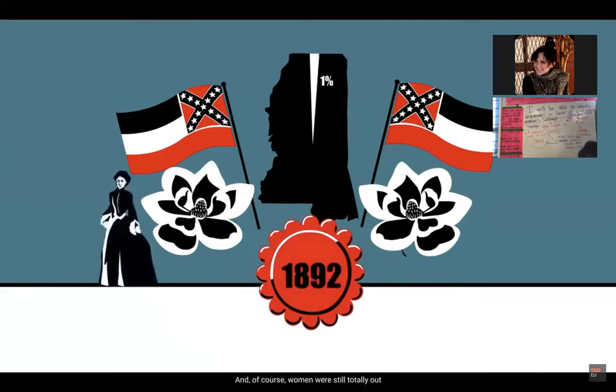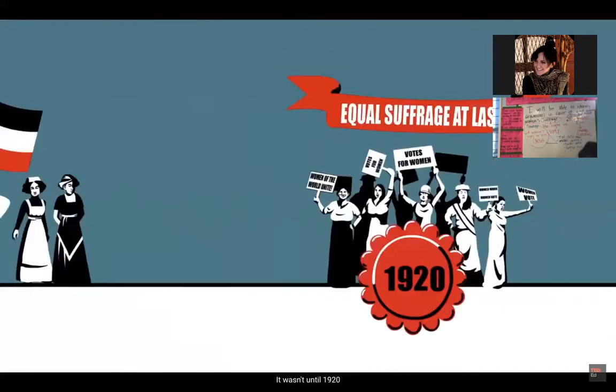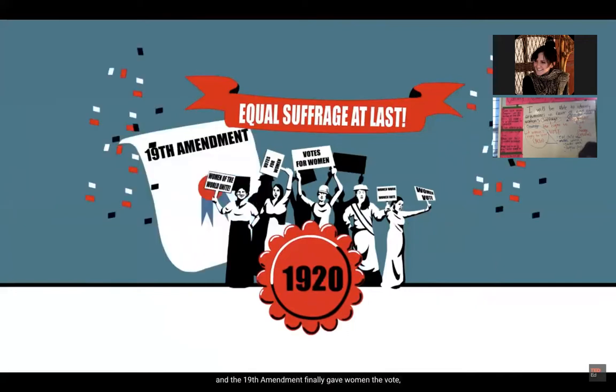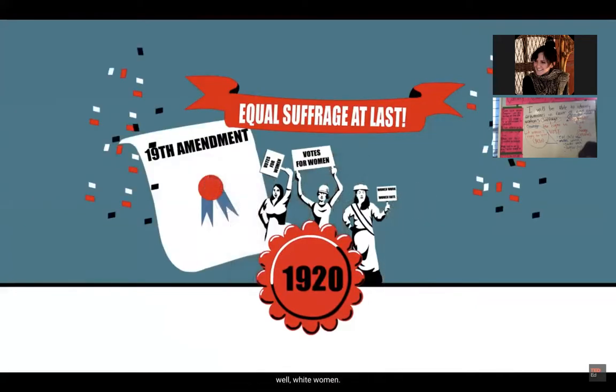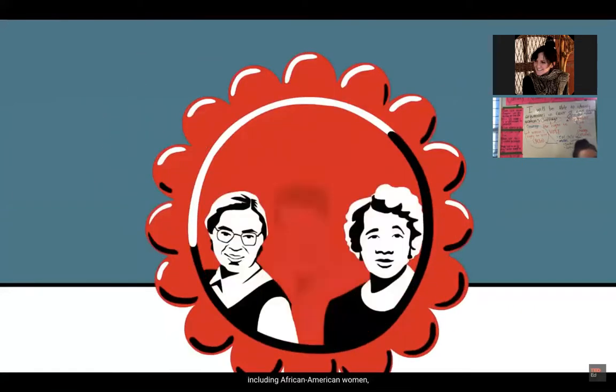And of course, women were still totally out of the national voting picture. It wasn't until 1920 that the women's suffrage movement won their 30-year battle, and the 19th Amendment finally gave women the vote. Well, white women. The restrictions on African Americans, including African American women, remained.